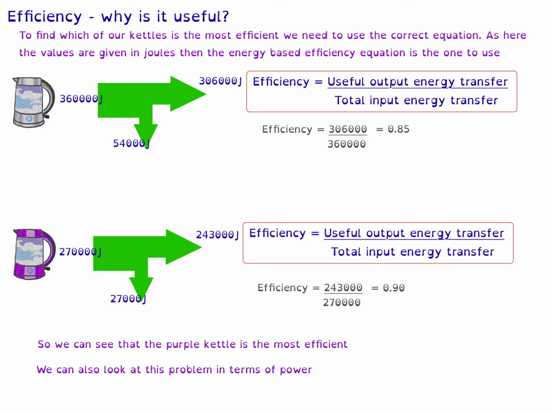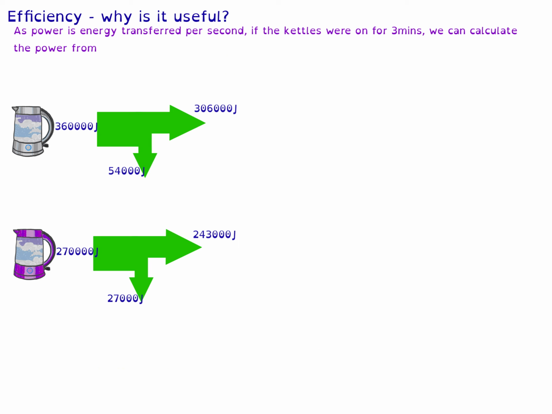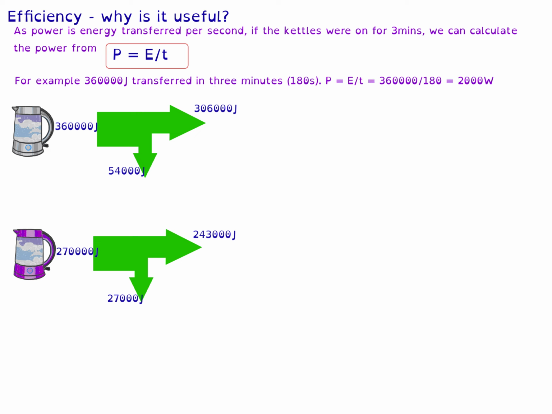We can also look at this problem in terms of power. As power is the energy transferred per second, if the kettles were on for 3 minutes, we can calculate the power using P equals E over T. For example, 360,000 joules was transferred in 3 minutes, which is 180 seconds. Then substituting into P equals E over T, we get 360,000 over 180, which gives us 2000 watts.